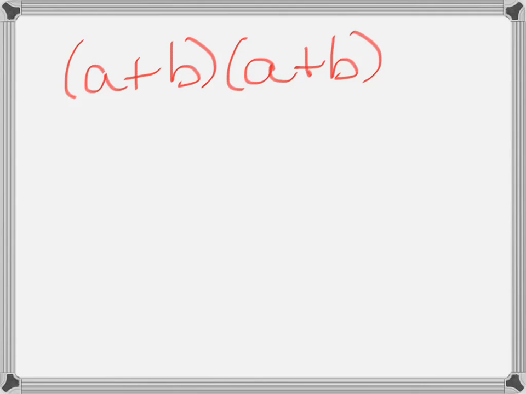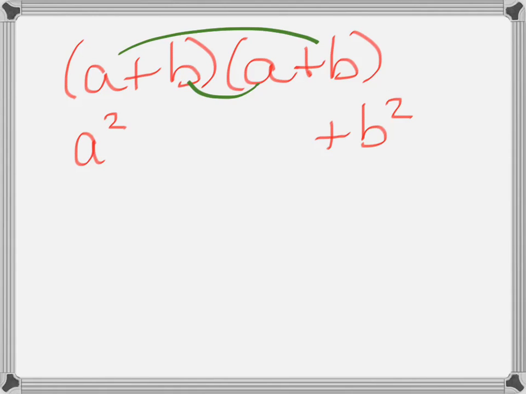This is another special type of binomial multiplication. This is called a binomial squared. A plus b times a plus b. Basically, it's a plus b squared. So we're going to multiply a times a, which is going to give me a squared. The back part, of course, is b times b, which is b squared. And then if you notice, the middle term is a times b and b times a. That simply gives us two ab's, and that goes into the middle.